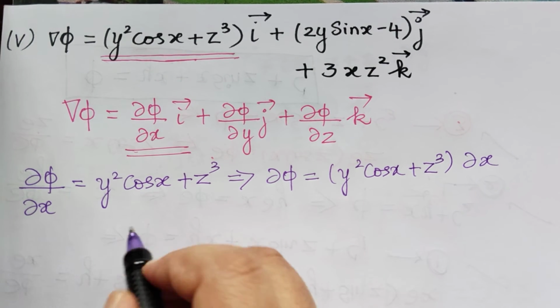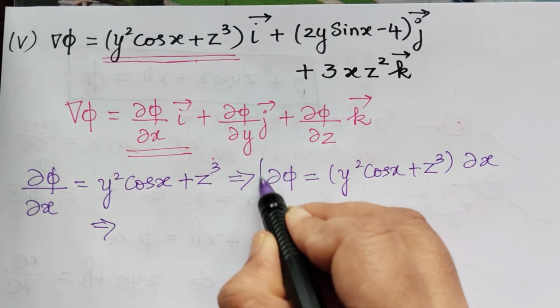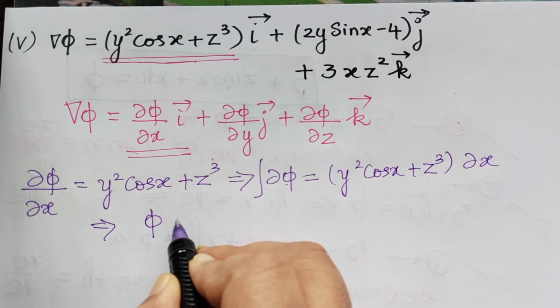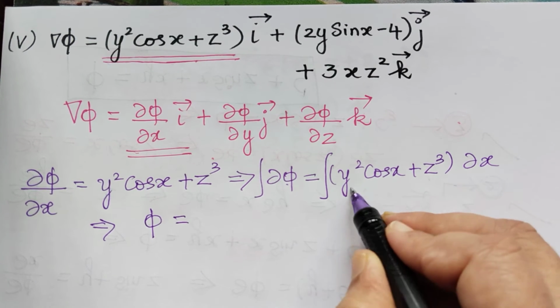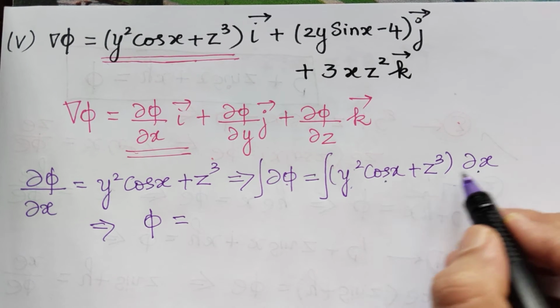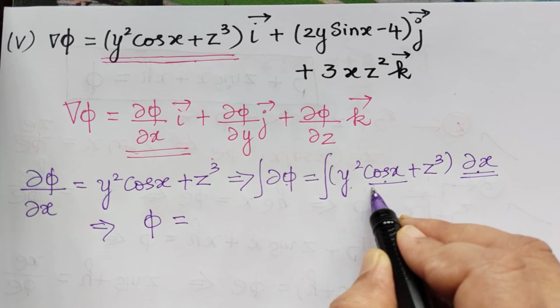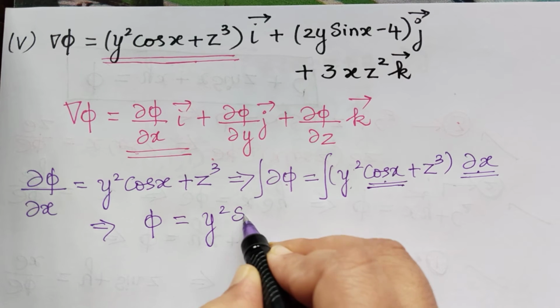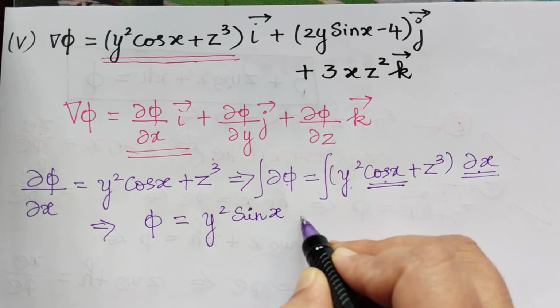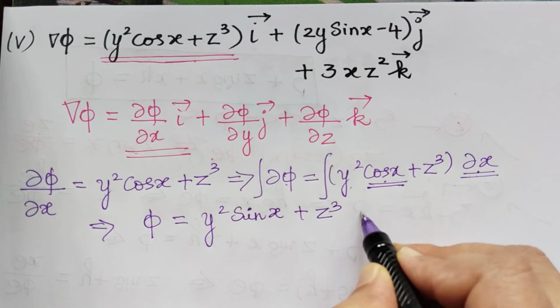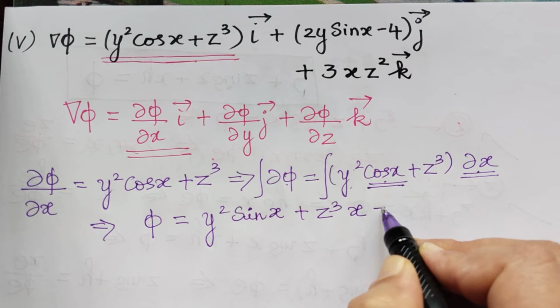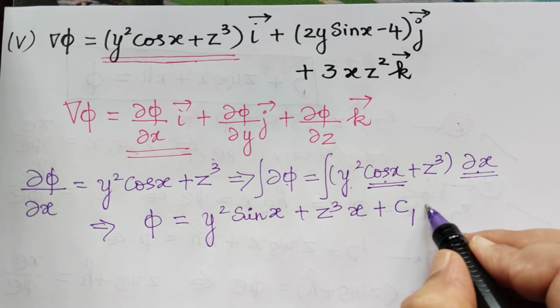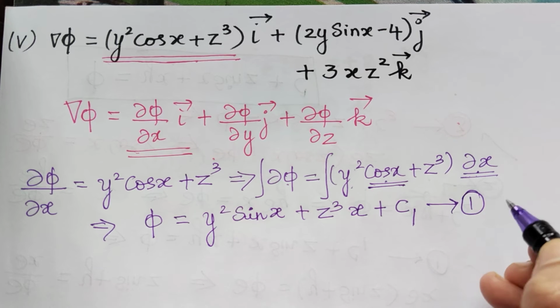Now we shall integrate on both the sides. So on integration, integral ∂φ will be φ. That will be equal to integral y² cos x ∂x. So we have to integrate with respect to x. So the integral of cos x is sin x. So y² sin x plus z³ ∂x, so the integral will be xz³ plus a constant of integration c1. So let us mark this as equation 1.